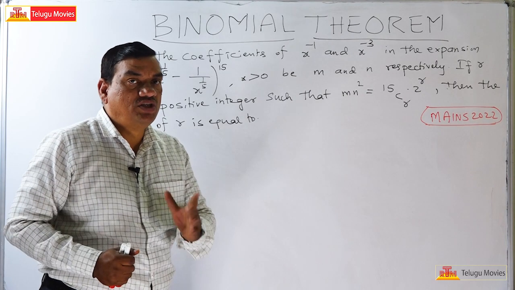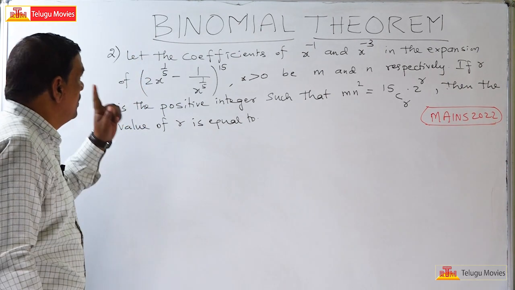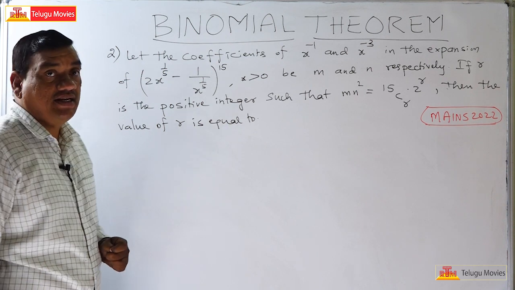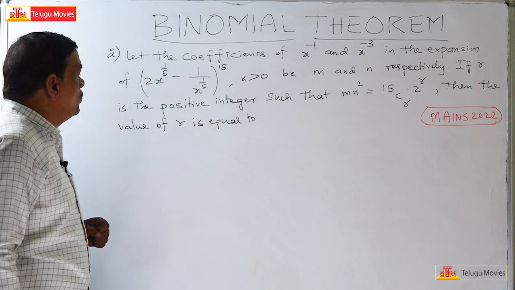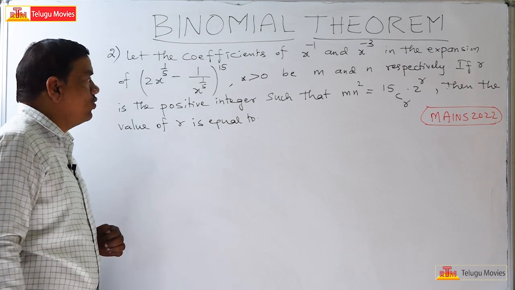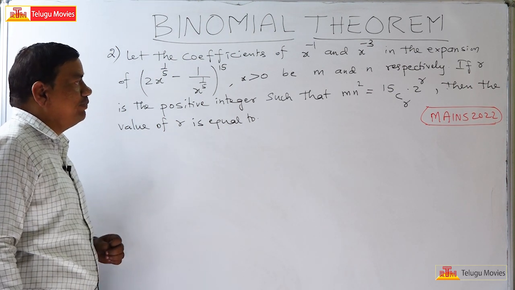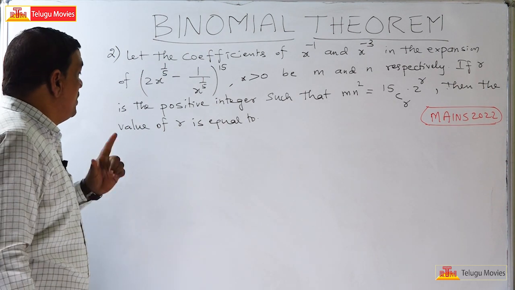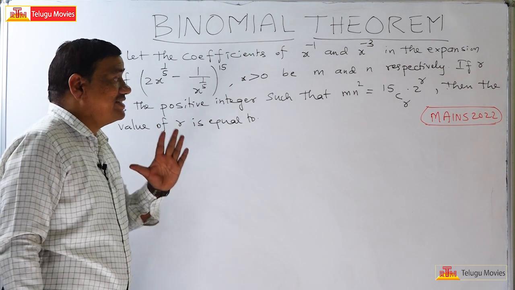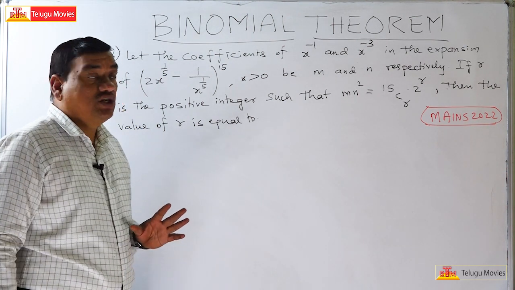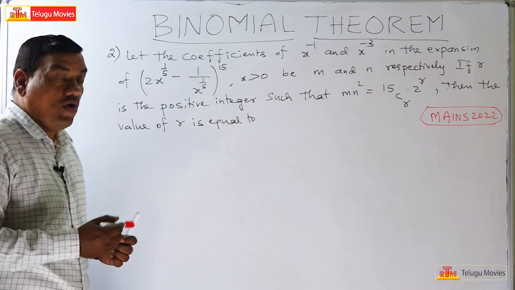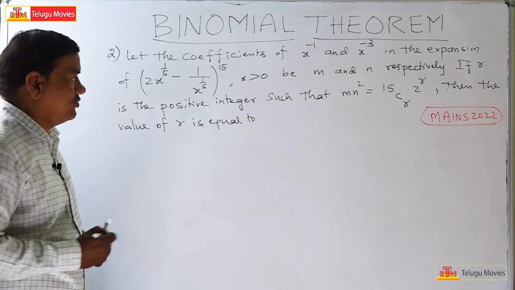Hi students, welcome to this second problem. Let the coefficients of x power minus 1 and x power minus 3 in the expansion of 2x to the power of 1 by 5 minus 1 by x to the power of 1 by 5 whole to the power of 15, where x is positive, be m and n respectively. If r is a positive integer such that mn square is equal to 15cr into 2 power r, then the value of r is equal to, okay now, right.